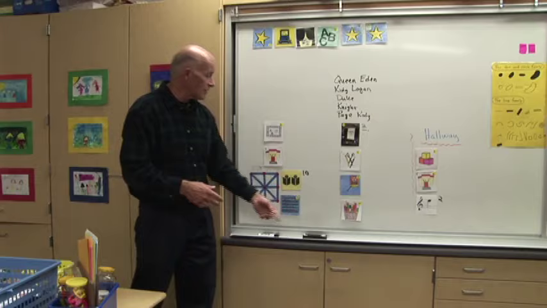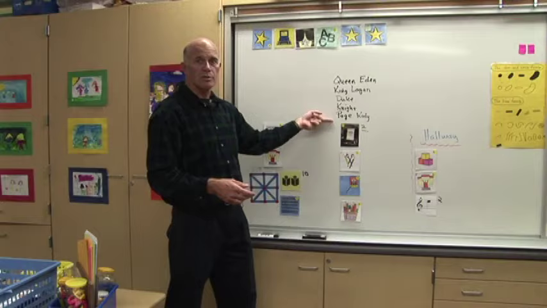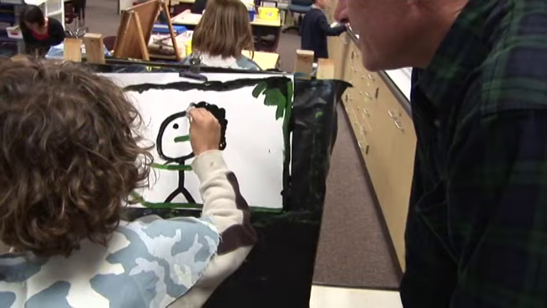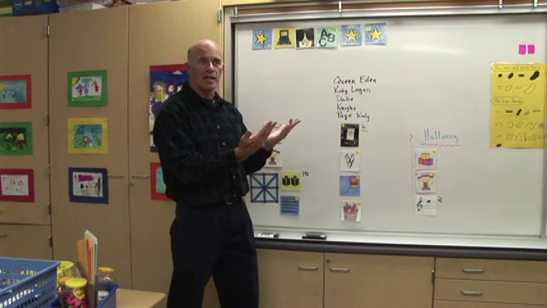This one is painting. We have an easel set up in the classroom, and they can paint. What we have here is characters from a story, and their assignment at this point was just to recreate one of these characters in the story, and then from that we'll pick one character. There might be five different Queen Edens, and the class will choose which one they think fits, which will go onto our bulletin board.